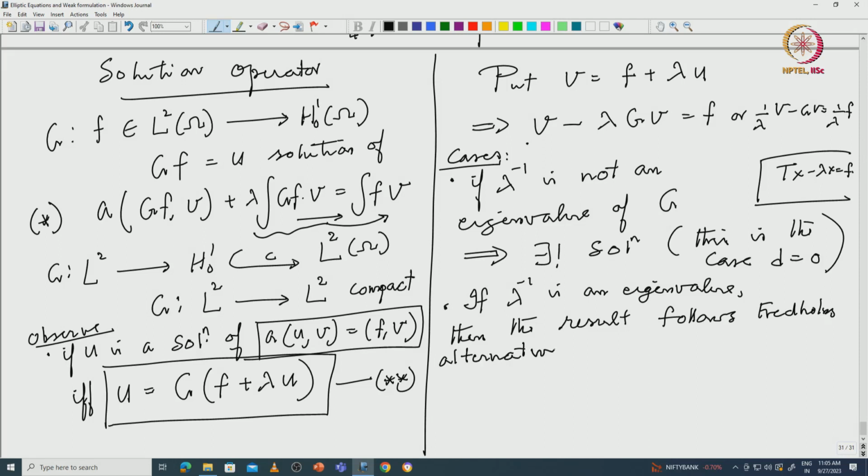What does that mean? It means that lambda inverse has finite multiplicity. That's what it proves. In other words, the corresponding finite dimensional space stated in this theorem is precisely that finite dimension.